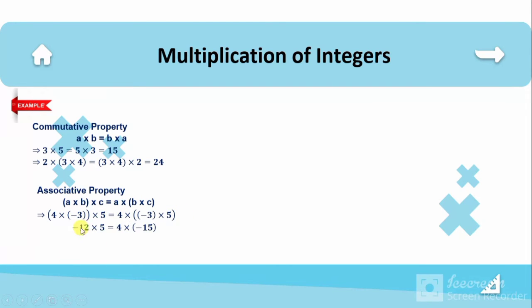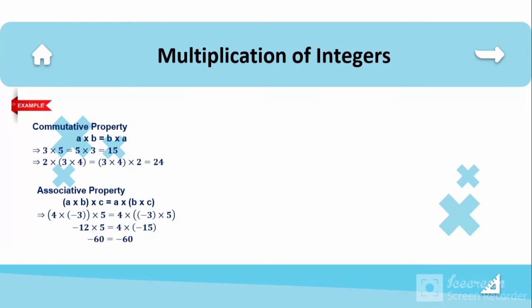Look at this. This area, the result is negative 12 times 5. And this area, its result is 4 times negative 15. Both of these areas have the same result. That is, negative 60 is equal to negative 60. It means the multiplication of integers has the associative property.